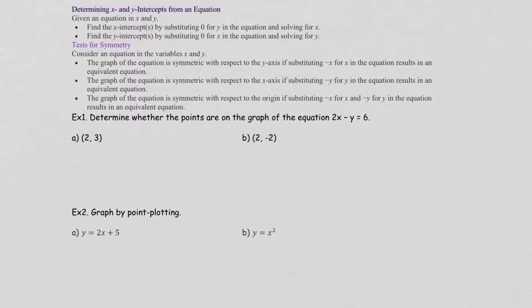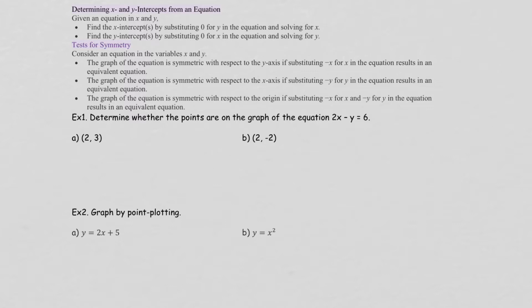What does x-intercept mean? X-intercept is when the line passes the x-axis. That's going to be the x-intercept. And of course, if the line is passing through the x-axis, your value of y is going to be 0. The other way around, y-intercept is when the graph is passing the y-axis, which means your x value will be 0.